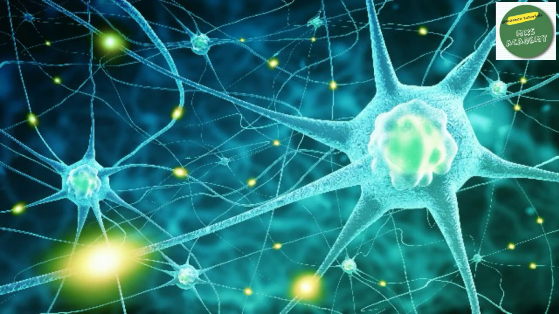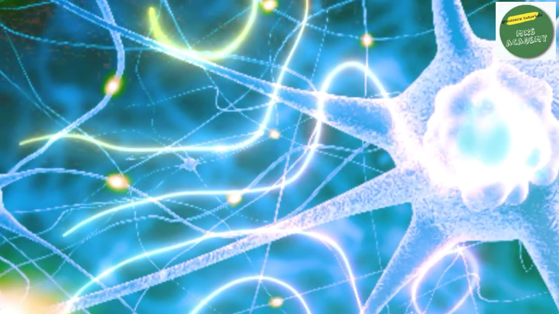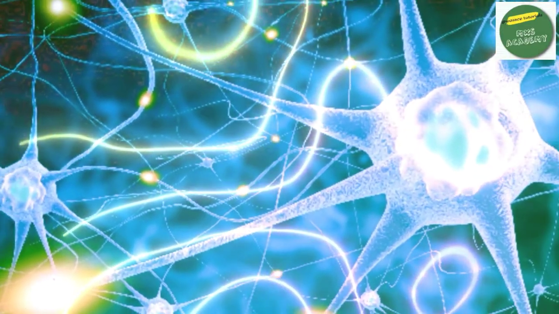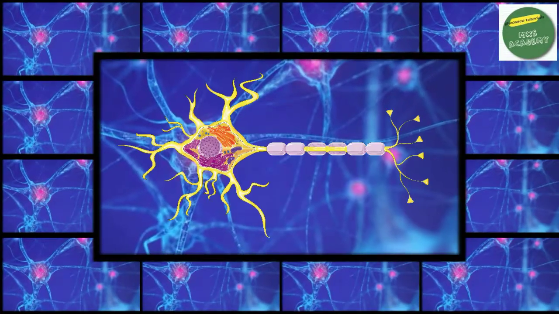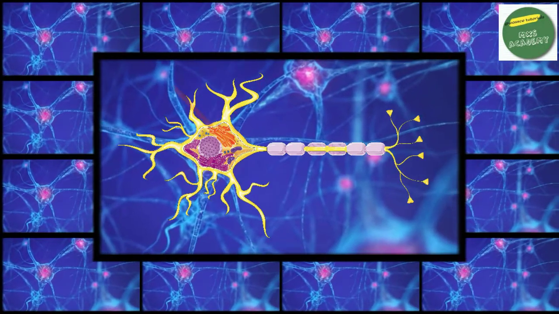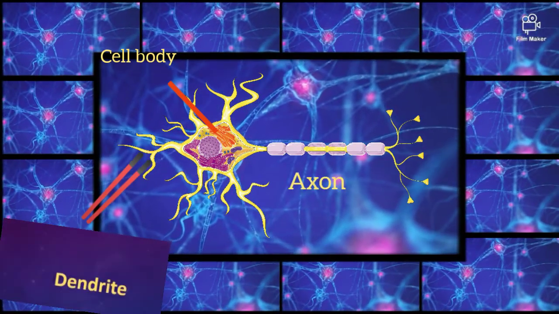The neurons, also called the nerve cells, are the fundamental units of the nervous system responsible for the transmission of nerve impulses. A generalized structure of a neuron depicts three cellular divisions, which includes the cell body, the dendrites, and the axon.